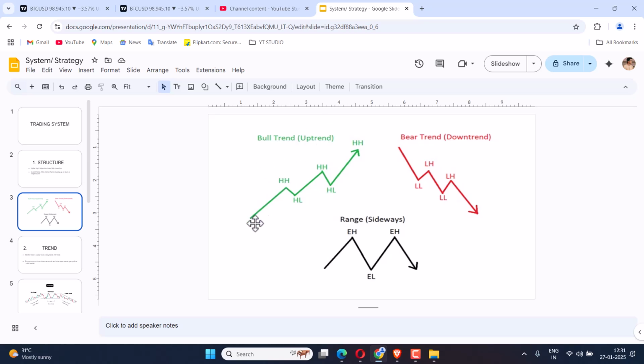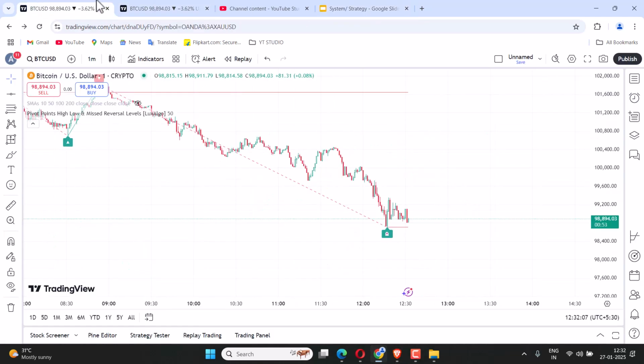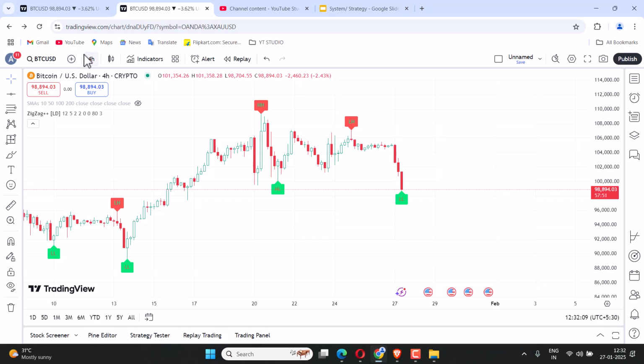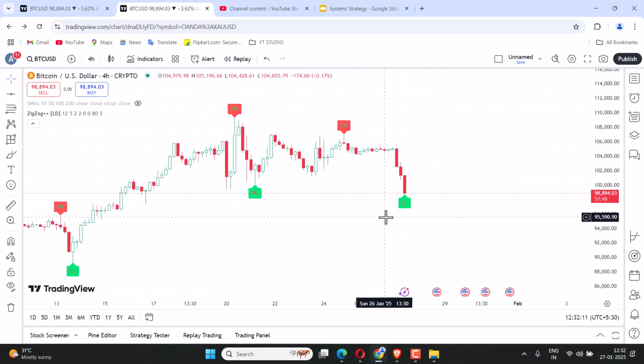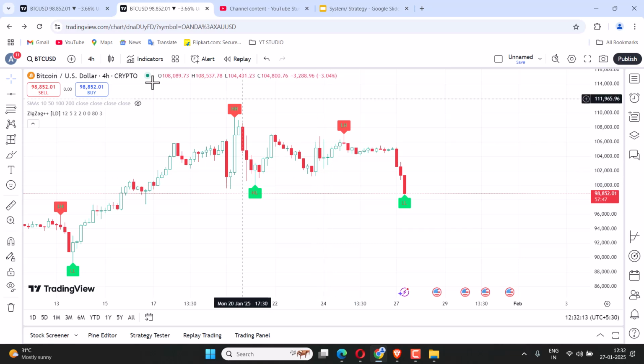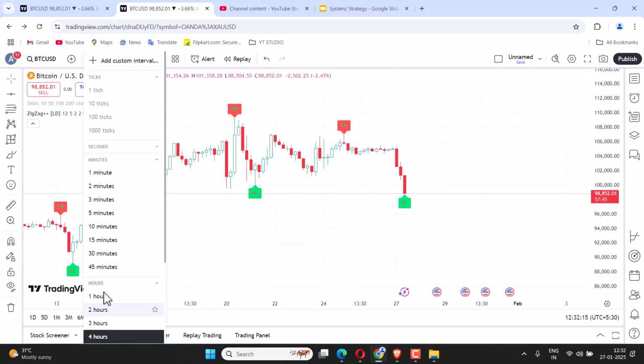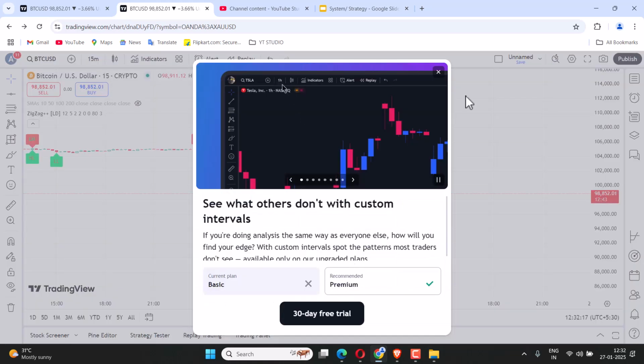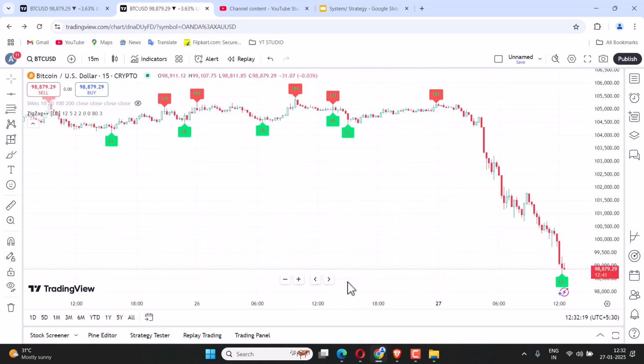In a bull trend, the market is just creating higher high, higher low, higher high, higher low, higher high. And the same thing in the bear trend, and this is in range bound. And you can see this happening in all of the time frames too, if you want to find the structure. This is 15 minutes.